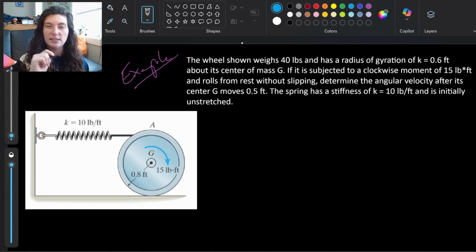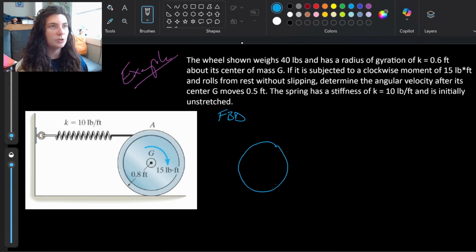So again, it's not rotating about G, but it is moving along the road, right? It's rolling without slipping, as it says. So with this in mind, let's draw our diagrams. Start with my free body diagram, as always. And with this, I'm just making it about the wheel, right? The spring is contributing a force. My free body diagram is really just capturing the forces that are interacting with this wheel.